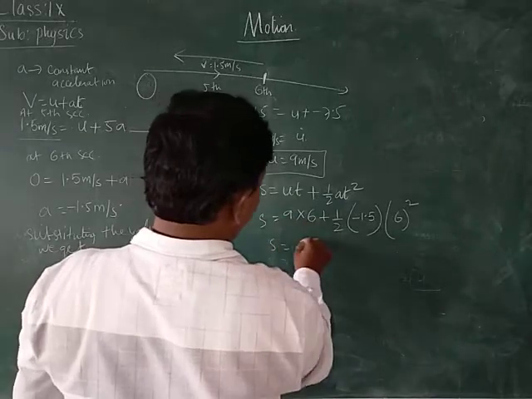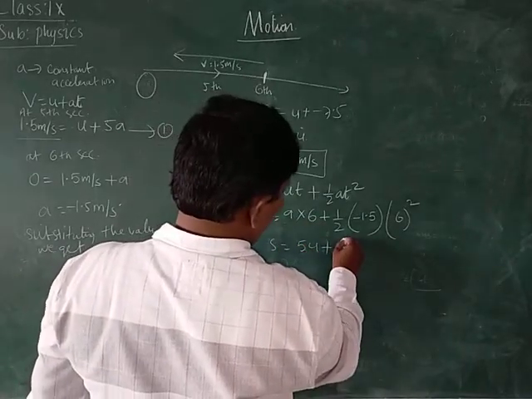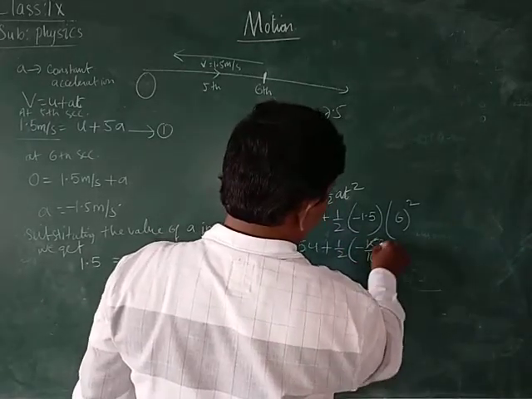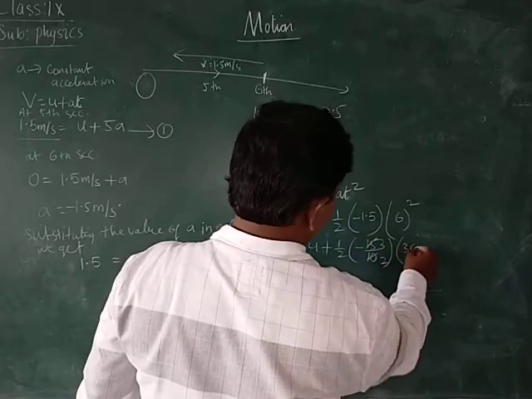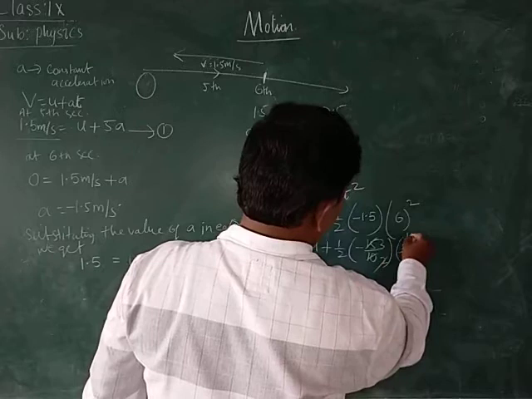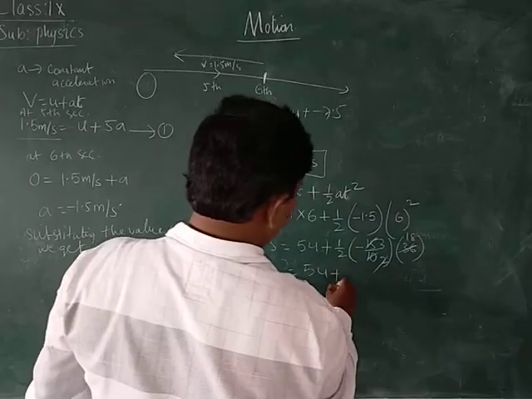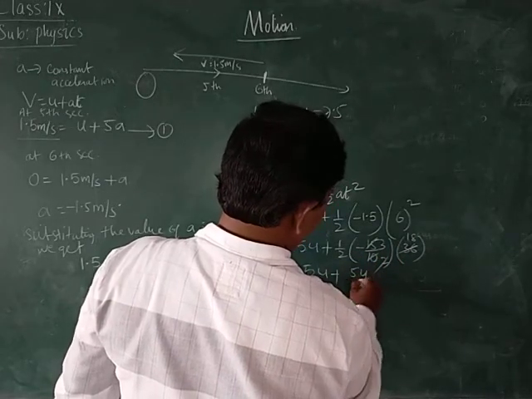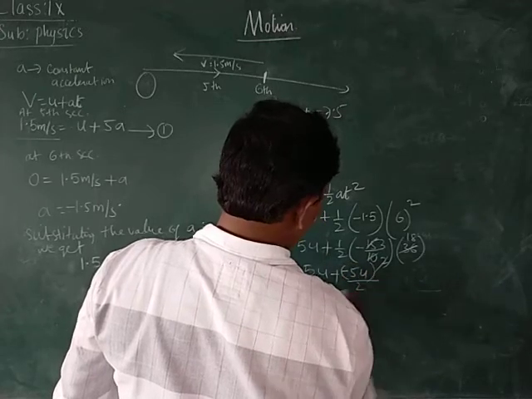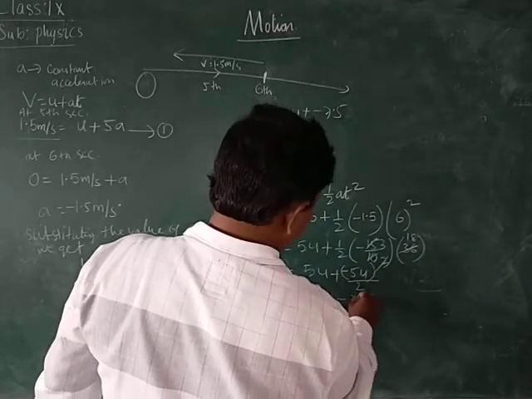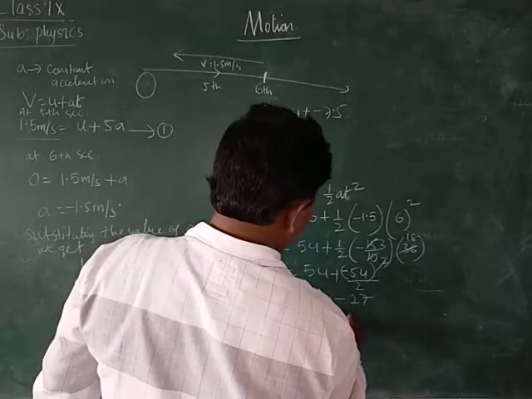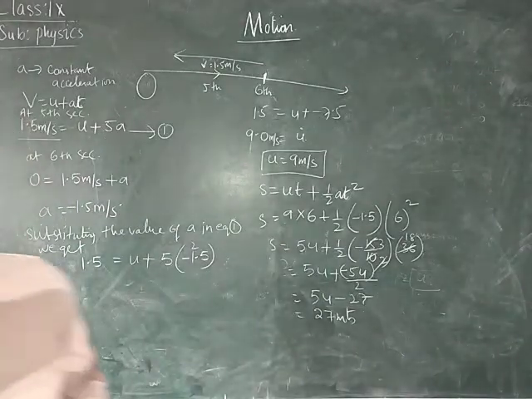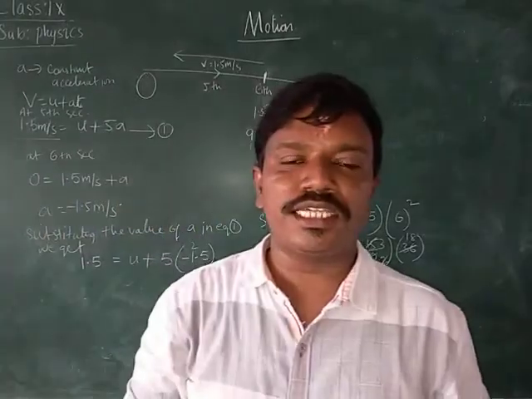Therefore, S is equal to 9 into 6, that is 54, plus 1 by 2 into minus 3 by 2 into 36. 2 18s are 36, 18 3s are 54. So 54 minus 54 by 2, that is 54 minus 27, which is equal to 27 meters. Therefore, the distance traveled is 27 meters. The remaining we'll see in the next class. Thank you.